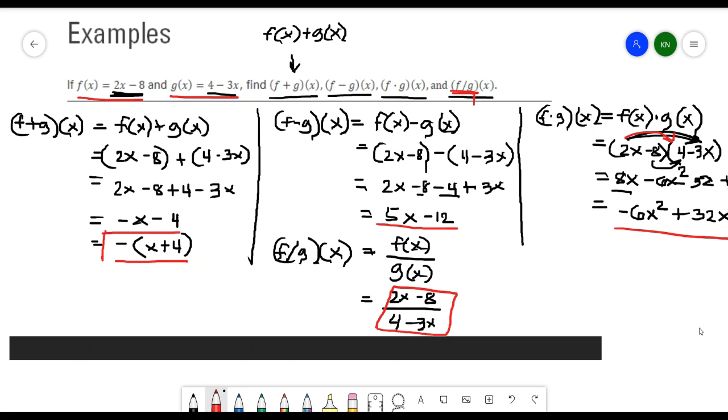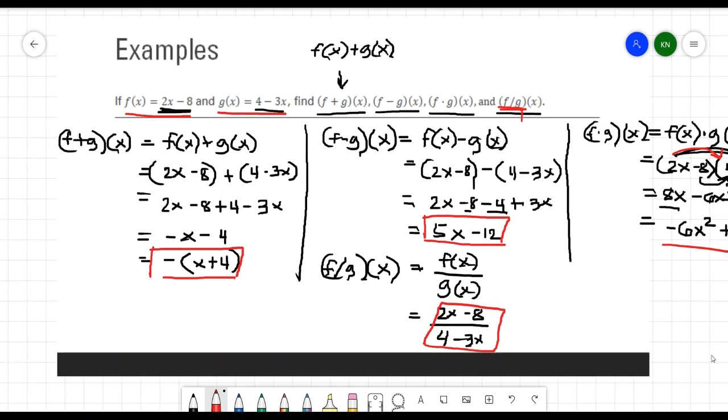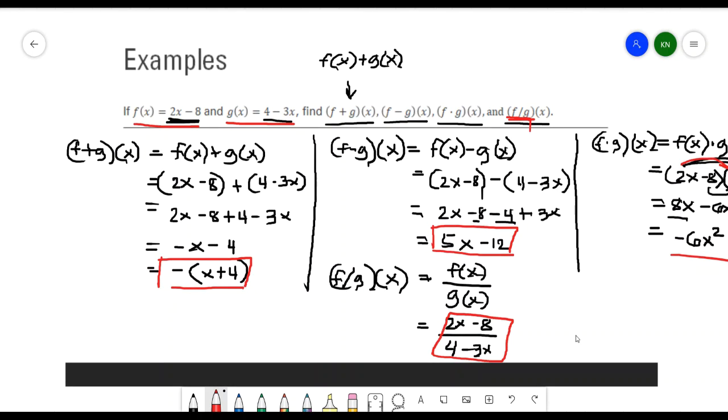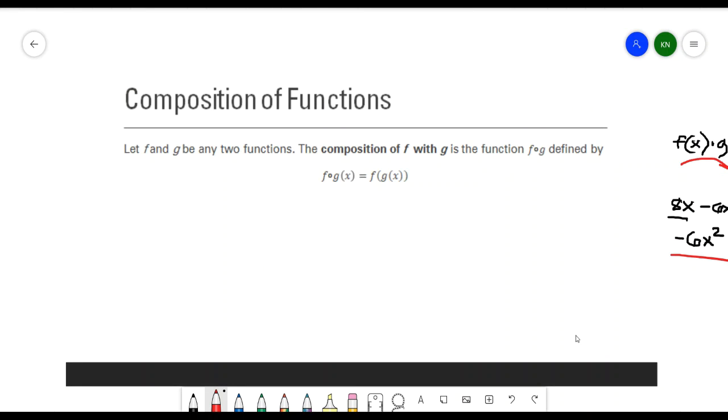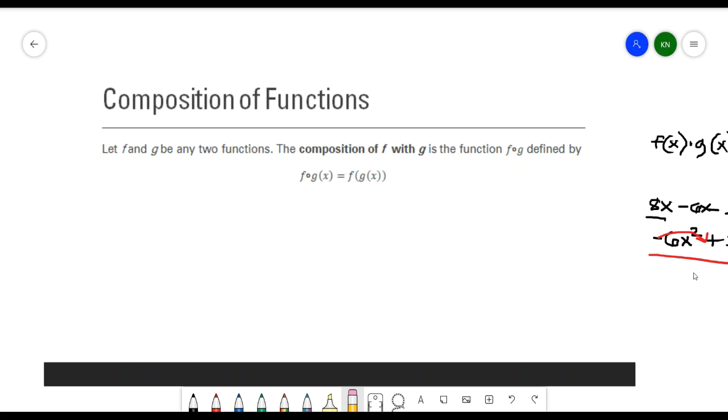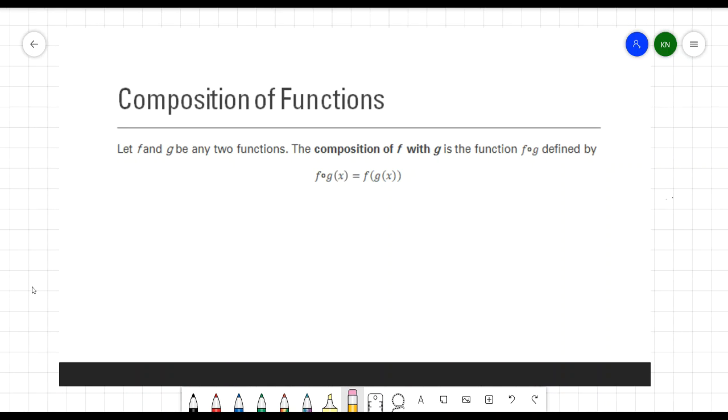So that is how we do the operations for the functions, the basic operations of the functions. So now we'll move on with the composition of functions. The composition of functions is just the combination of two functions in one expression.